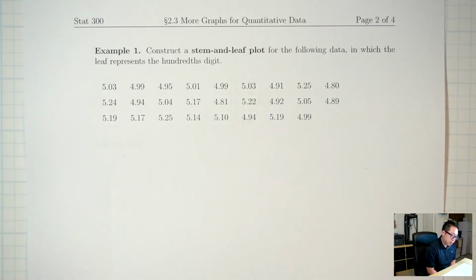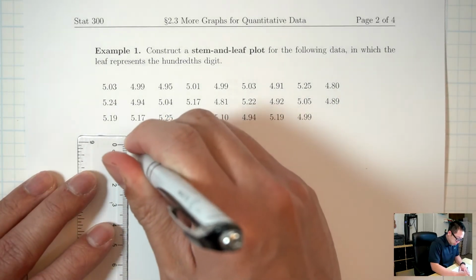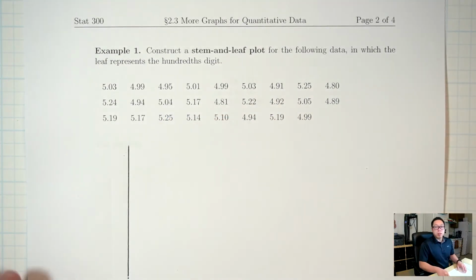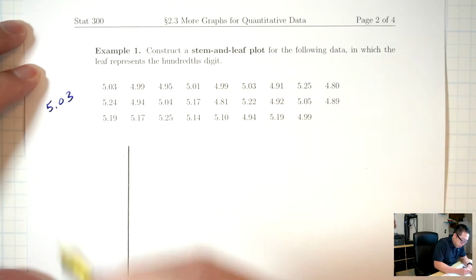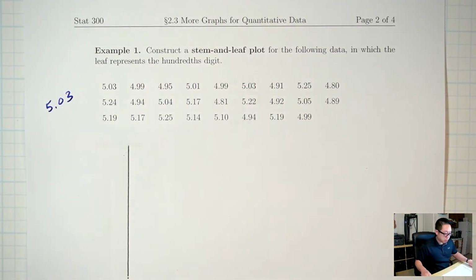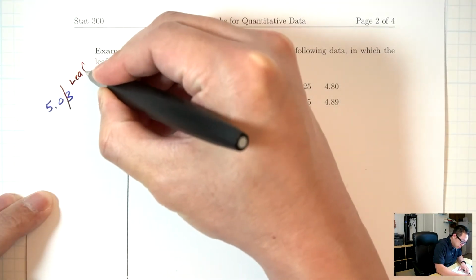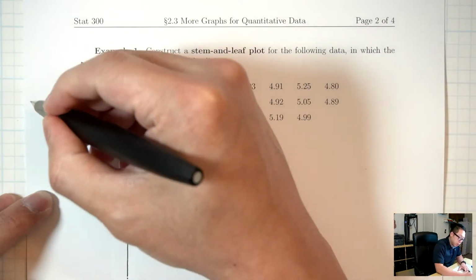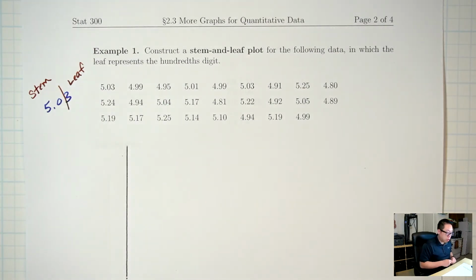Example 1. Construct a stem and leaf plot for the following data, in which the leaf represents the 100th digit. All right, so let's take a look at a typical piece of data, say this 5.03. Now we're going to cut off the very last digit and call that our leaf. And then everything before it is called a stem. So looking at my data, what are all the possible stems?